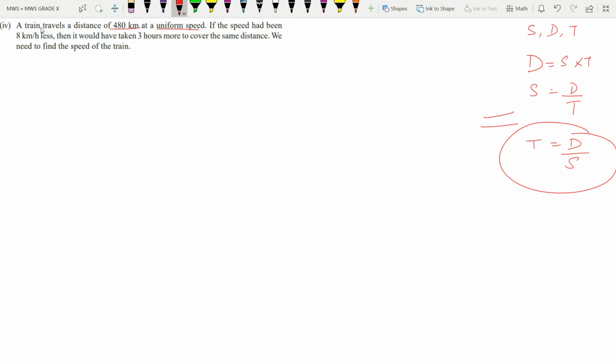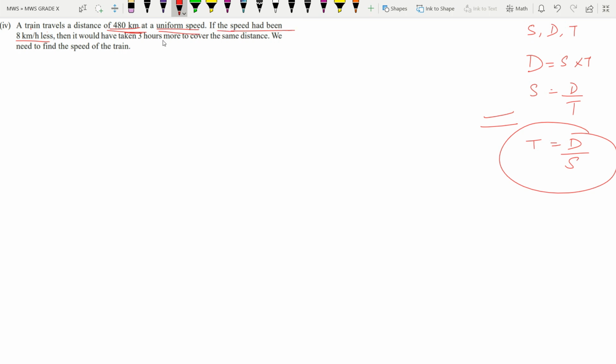Now see, there are two situations: when a train covers 480 km at a uniform speed, and when the train covers 480 km at a speed 8 km per hour less than the uniform speed. So starting with the question, a train travels a distance of 480 km at a uniform speed. Fine, the train has covered a distance of 480 km at the same speed.